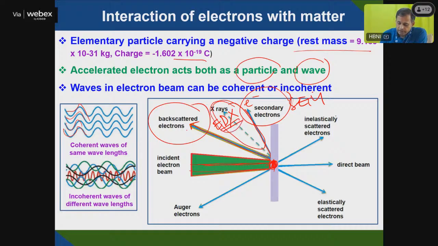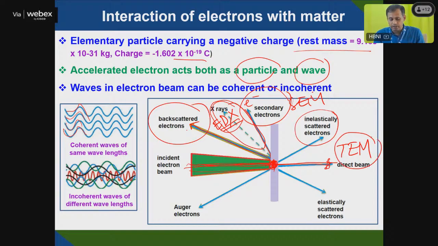And there will be inelastic scattering of electrons that will give you mostly background effect. And if the electron is transmitted, this direct transmitted electron beam is used in TEM, transmission electron microscopy. So if you see all the phenomena of SEM and TEM, they are based on how electrons interact with matter, and then elastic scattering is possible.